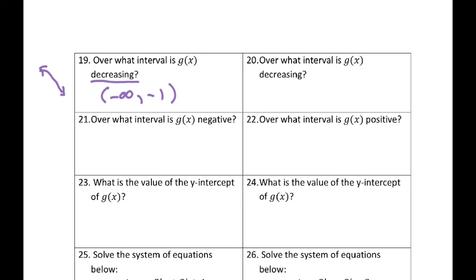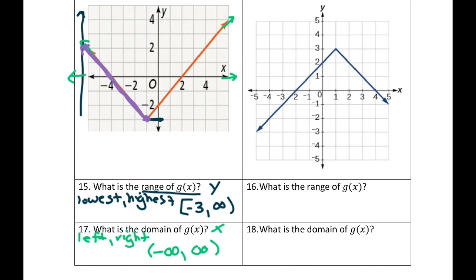Where is g of x negative? So this negative means it's below the x-axis. So for below the x-axis, I'll go back to my graph. This is where it starts going below, and this is where it ends below.